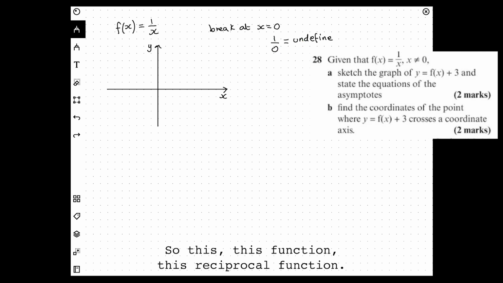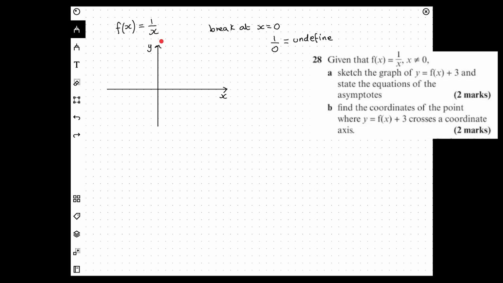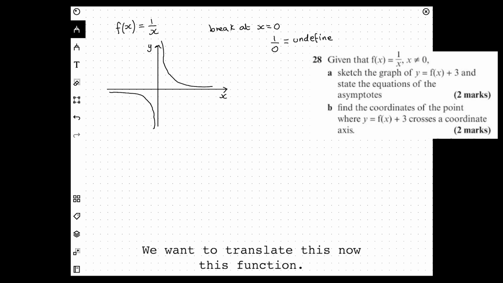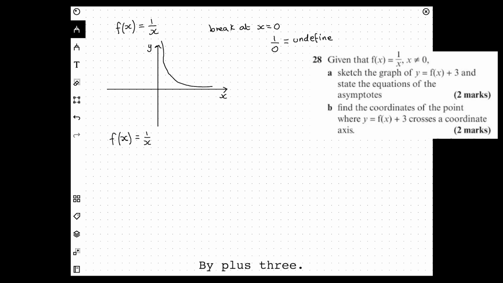So this reciprocal function gets closer and closer to the y-axis and the x-axis, but it doesn't actually touch them, and it's a reflection. So it will look something like this. We want to translate this function now by plus 3.